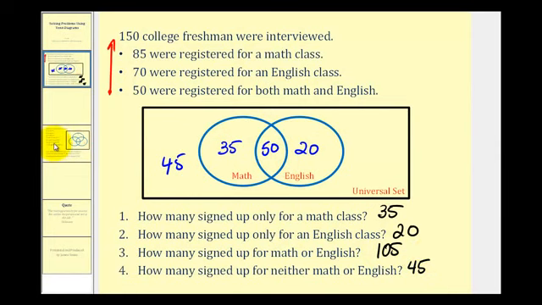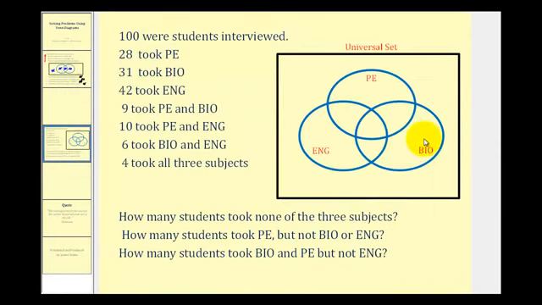Now let's take a look at a second example. And notice for this one we have three different courses to be considered. 100 students were interviewed, 28 took PE, 31 took biology, 42 took English, 9 took PE and biology, 10 took PE and English, 6 took biology and English, and 4 took all three subjects.